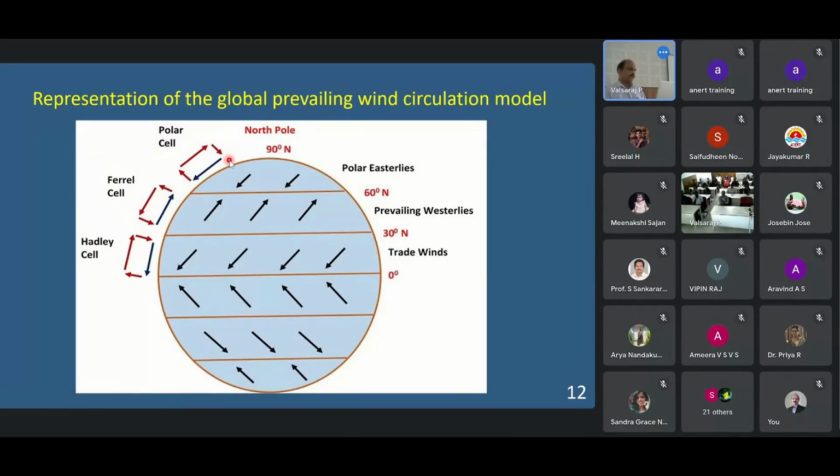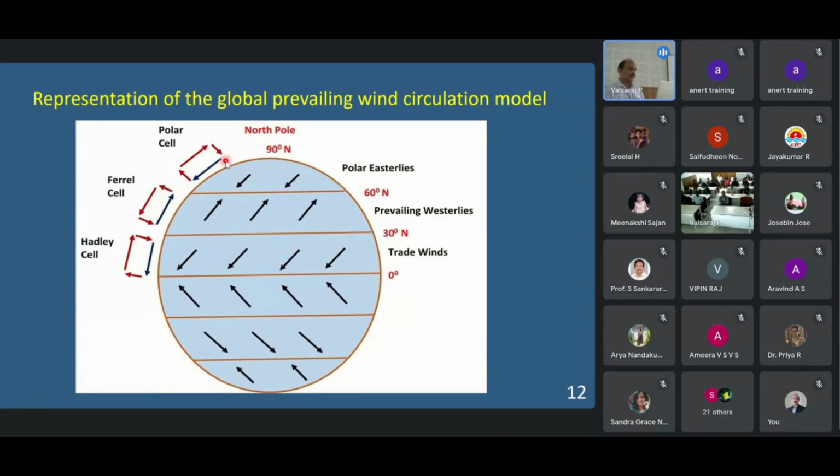Because of that, and along with that movement, due to the rotation of our Earth, the centrifugal and Coriolis components of forces act on the moving wind mass. Anyway, all these together have produced some wind circulation cells. Here it is shown in the northern hemisphere. They are called the polar cell, Ferrel cell, and Hadley cell.